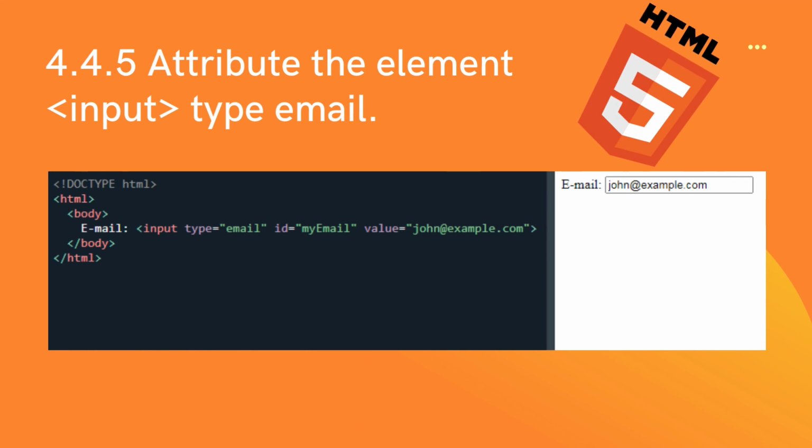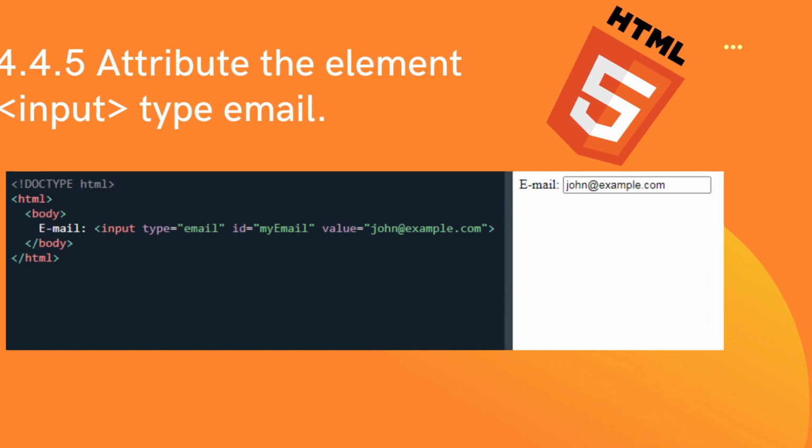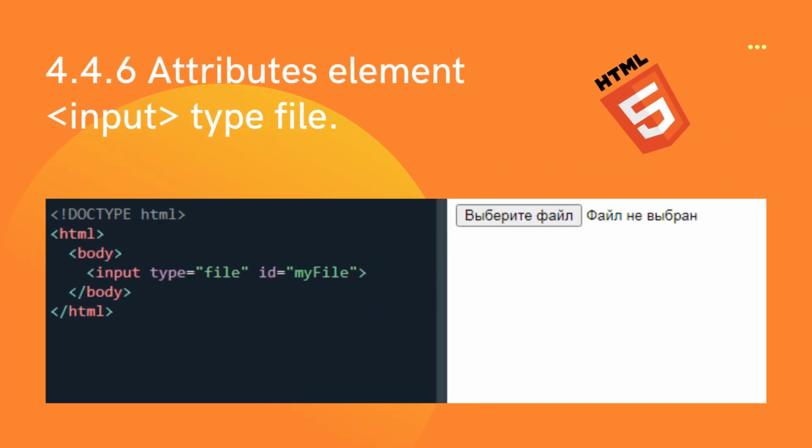Type attribute returns the type of the form element, the email field. Value attribute specifies or returns the value of the value attribute of the email field. Example. Attribute the input type file element. Type attribute returns what type of form element the file upload button is. Example.